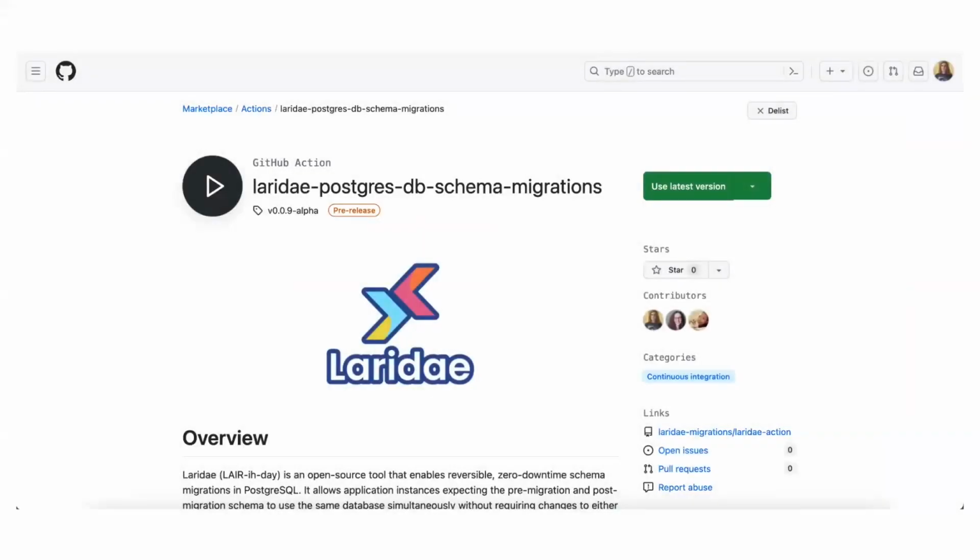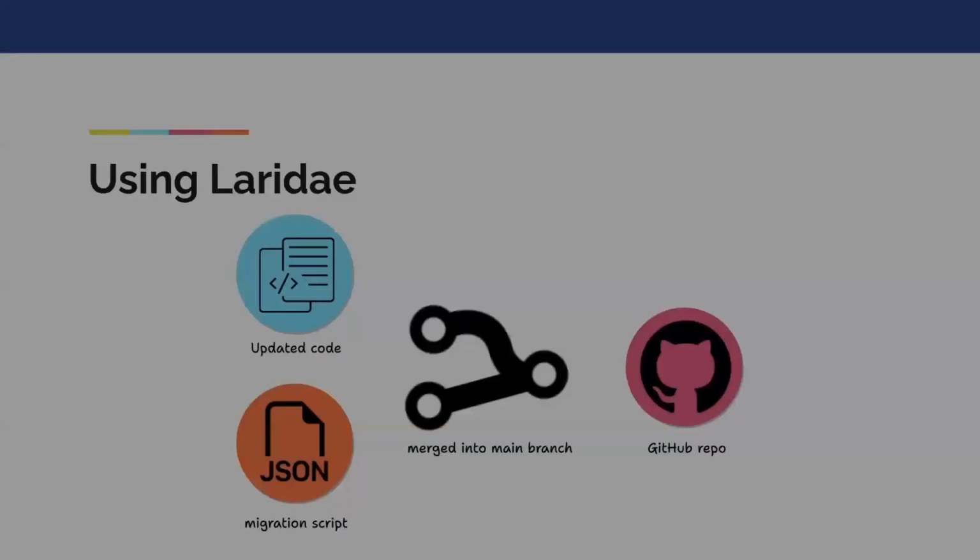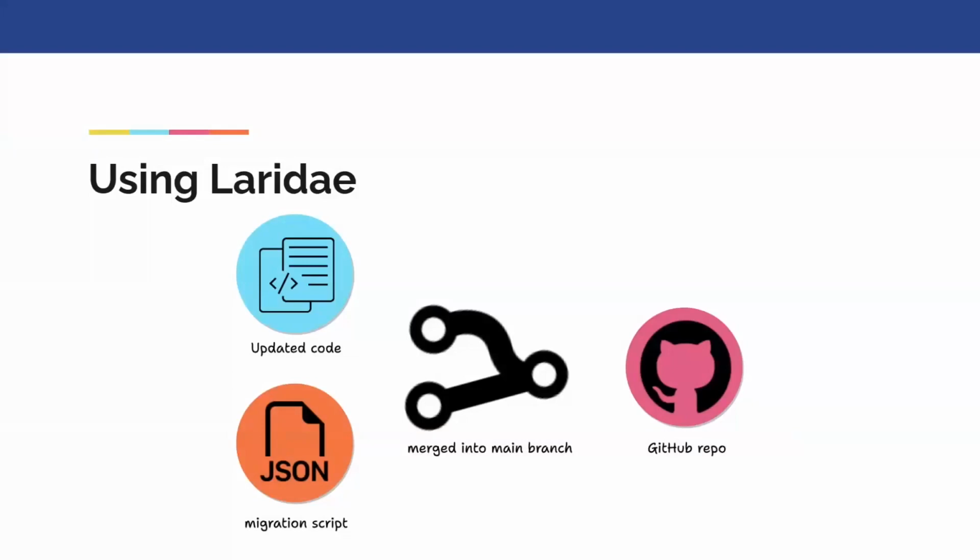Now that we've explained the specific services we integrate with, how is Laridae actually used? To use Laridae, you update your existing GitHub Actions workflow by adding in Laridae's expand and contract actions which are available in the GitHub Actions marketplace. As we mentioned earlier, a typical CI/CD workflow runs in response to new code being merged into the main branch of a repo.